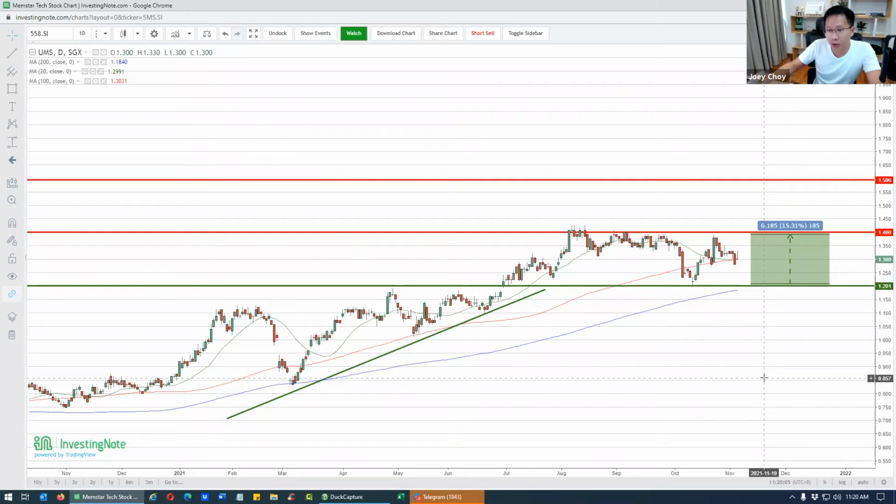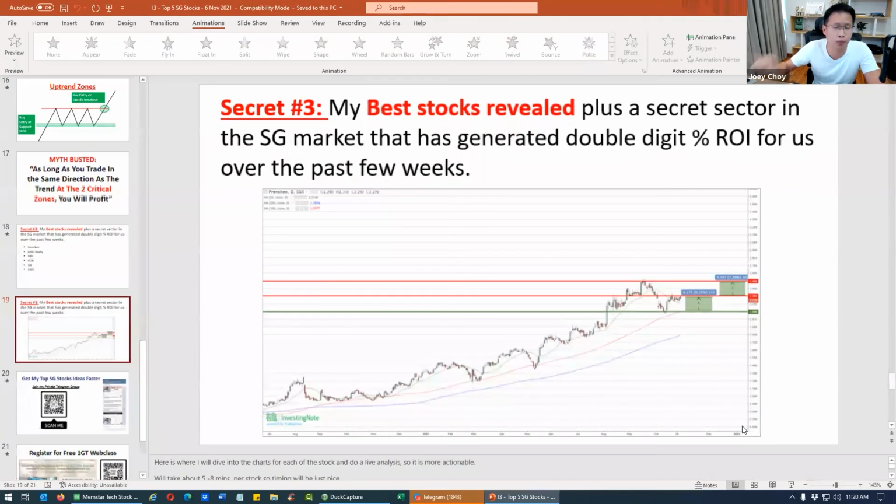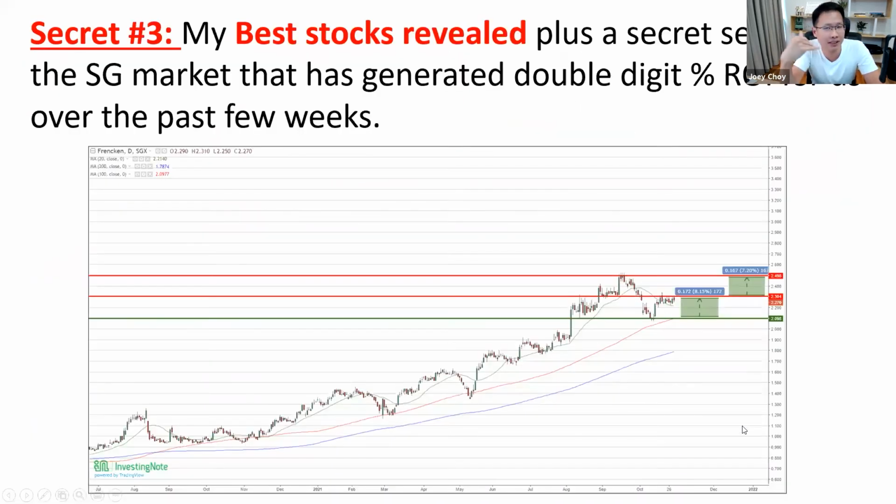So before we go to Q&A and pass back the mic to Robin, let me bring back my screen to you guys. So we have covered pretty much 6 stocks. We have covered secret number 1, secret number 2, which dive into just a little glimpse of the strategy that I'm using. Of course, guys, as I mentioned, you're going to find out a little bit more on the strategy. Go ahead and attend one of those free web classes.